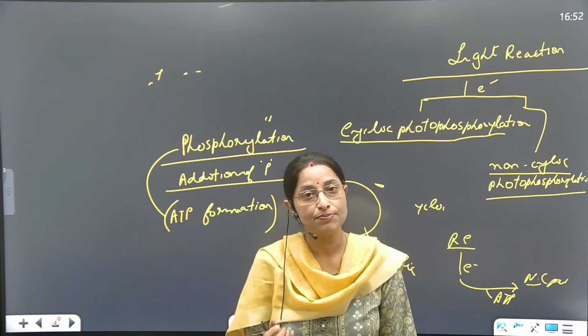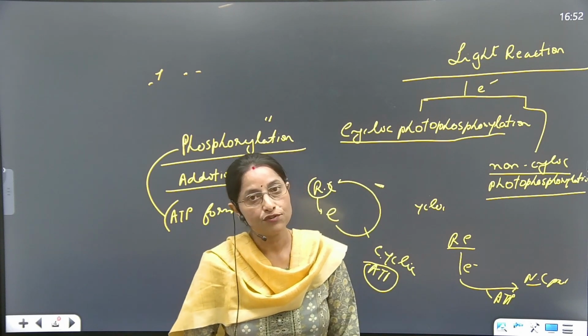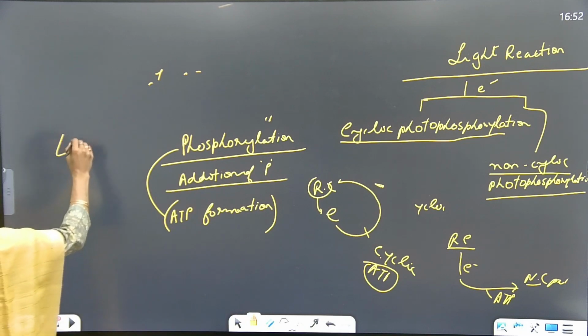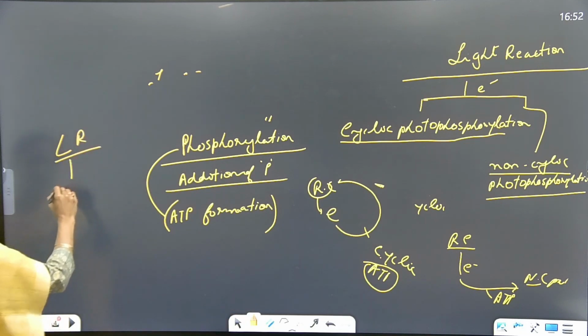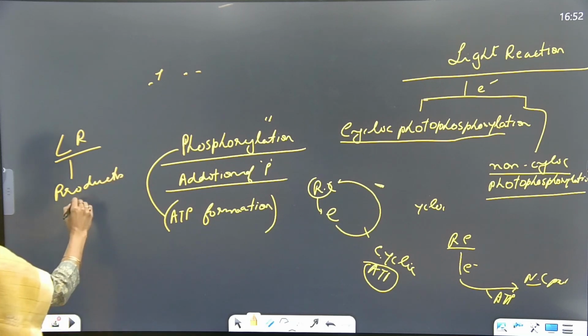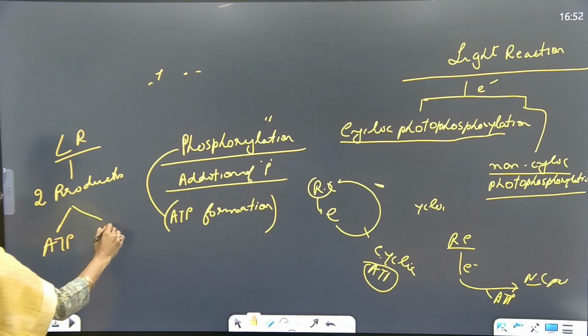Tetia hole ATP code form koribo. ATP duita pathway te form koribo. Cyclic auto form koribo, non-cyclic. Together with that, jeta light reaction boli kom, ami pisot porhim je products ki form koribo, duta product form koribo, to be precise. ATP form koribo, aru NADPH form koribo.